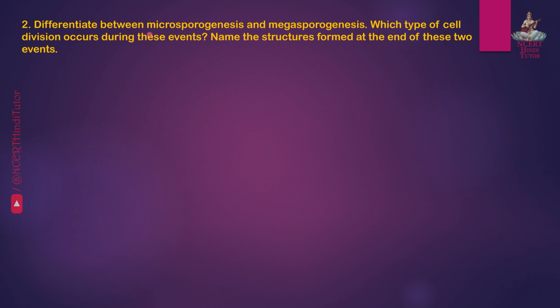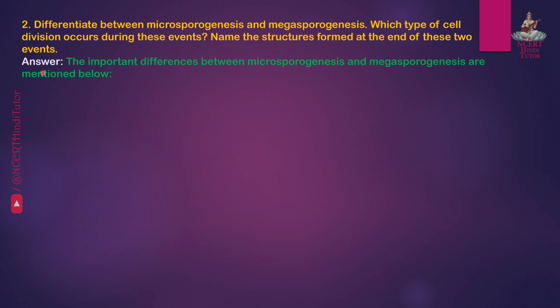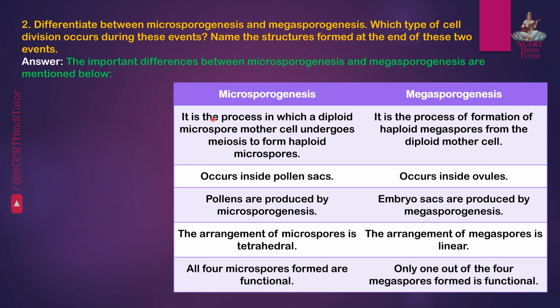Question 2. Differentiate between microsporogenesis and megasporogenesis. Which type of cell division occurs during these events? Name the structures formed at the end of these two events. Answer. The important differences between microsporogenesis and megasporogenesis are mentioned below. Microsporogenesis is the process in which a diploid microspore mother cell undergoes meiosis to form haploid microspores. Megasporogenesis is the process of formation of haploid megaspores from the diploid mother cell.